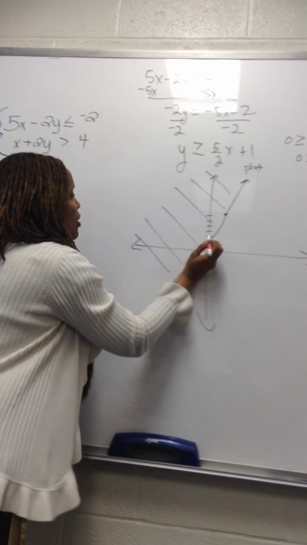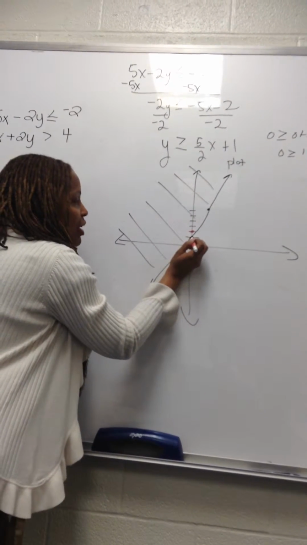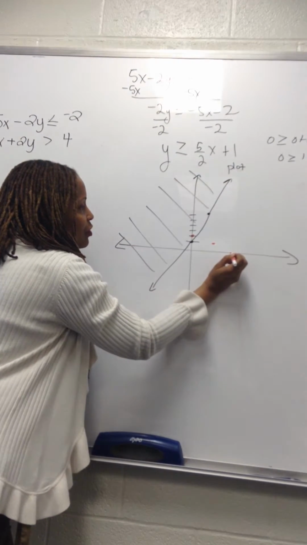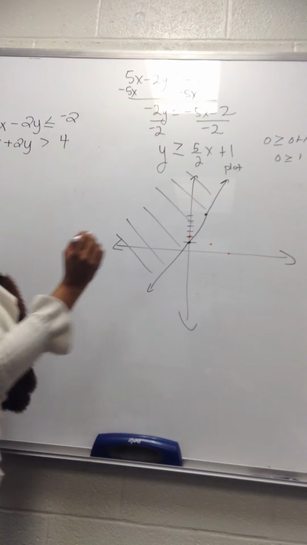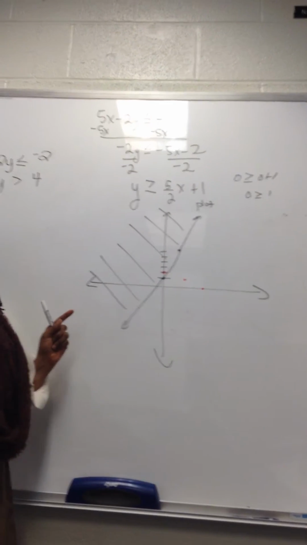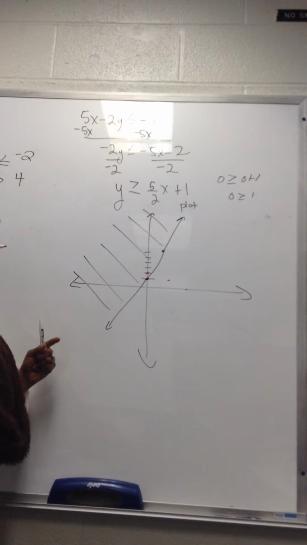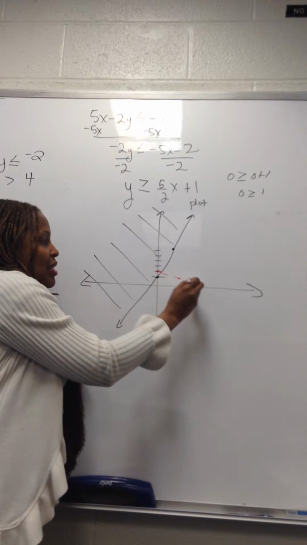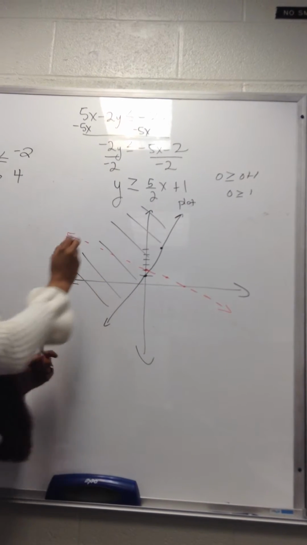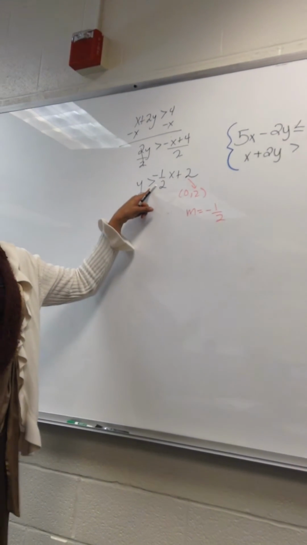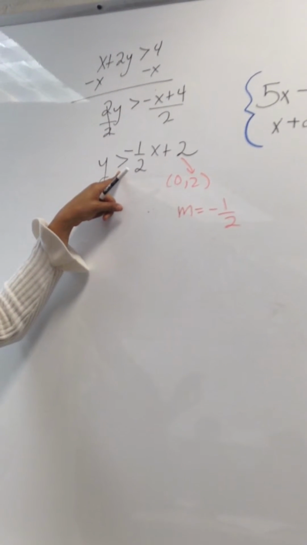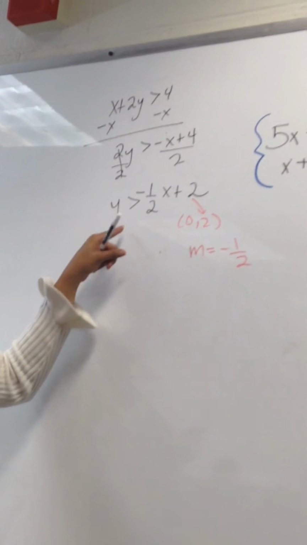So from my point, which way do I go? You go down 1, and in the positive direction 2. Is this line going to be solid or dashed? It's going to be dashed. When you're doing this on the computer, it's not going to give you this third point because you can only pick 2 points. But your line is going to be dashed. Why? Because it's strictly greater. It's not greater than or equal to, so it does not include the line.